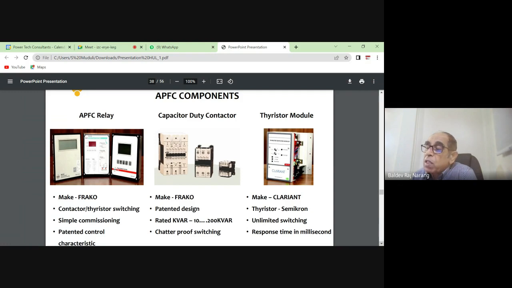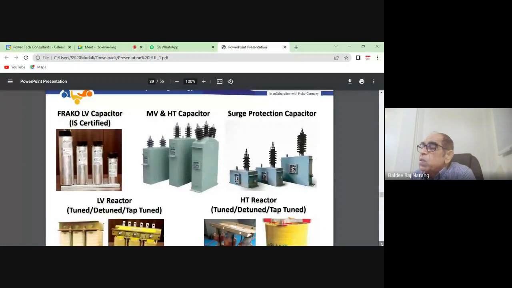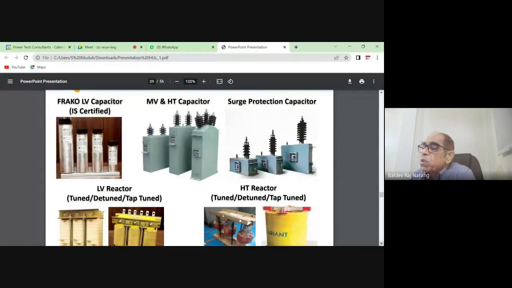Contactors we have to keep maintaining. After some operations, there is pitting, sparking keeps on happening. So we have to do maintenance, replacements and all. Thyristors, we can have thousands of switchings without any problem. So these are also some of the components shown. The capacitors, MPP capacitors, they look like this. Then we have medium voltage and high voltage capacitors and surge protection capacitors.